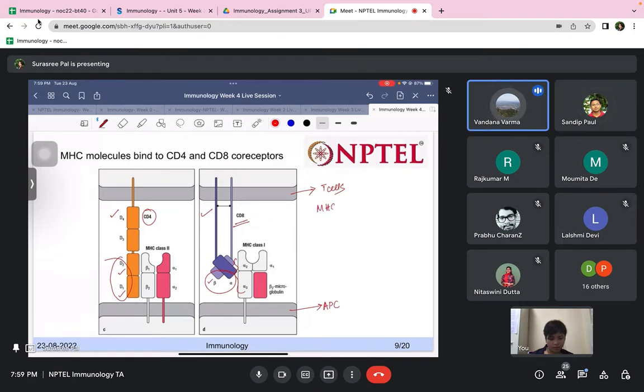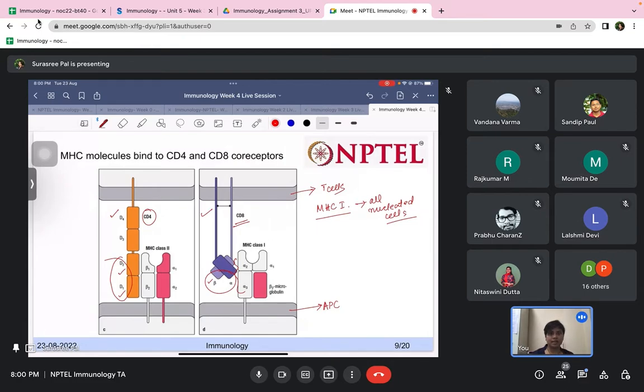B cell is also one of the antigen presenting cells. It is dendritic cell, macrophage and B cell. So all three are involved in processing of antigen. Exactly. That is why I'm just going to tell you this thing, that MHC1 is expressed on all nucleated cells. So obviously MHC1 will also be expressed on the B cells as well, right?